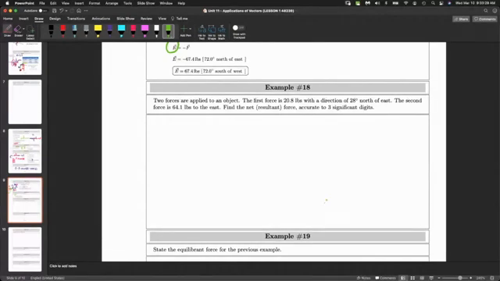So anyway, question 18. Here we have two forces acting on an object. The first force is going 28 degrees north of east, and the second one's strictly going to the east. Why don't we draw a picture on the side here? So the first force is 28 north of east, so let's go over here.